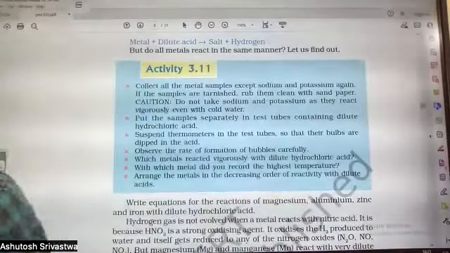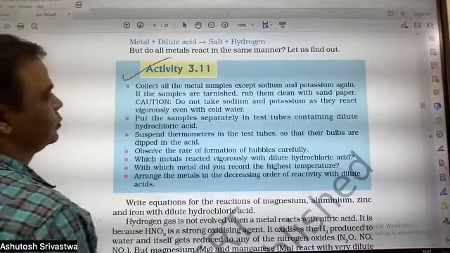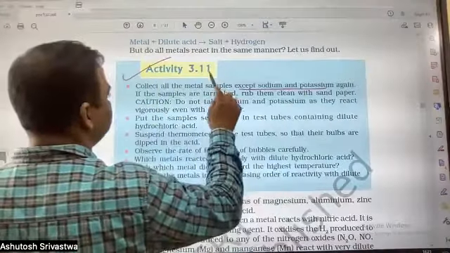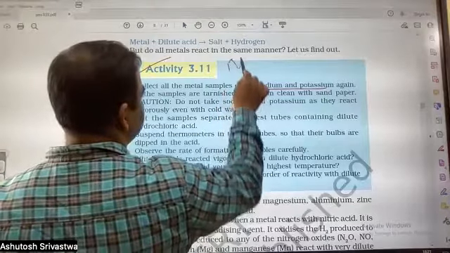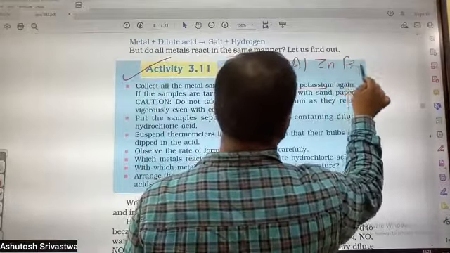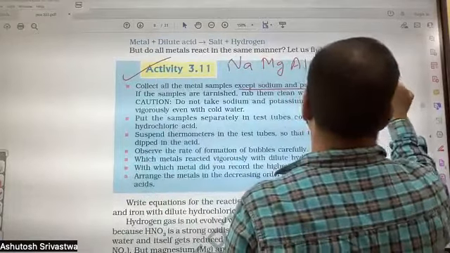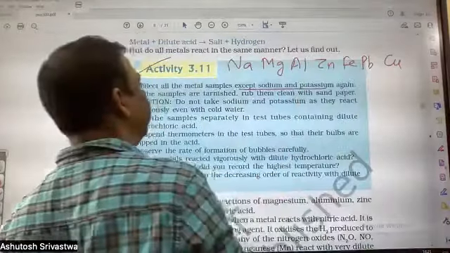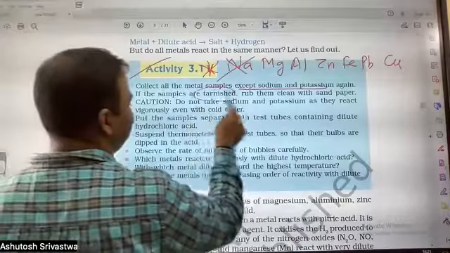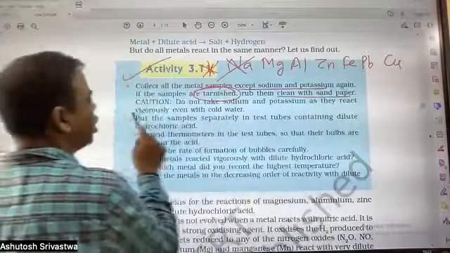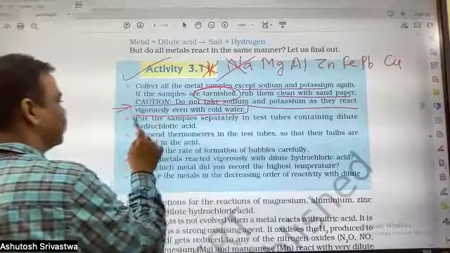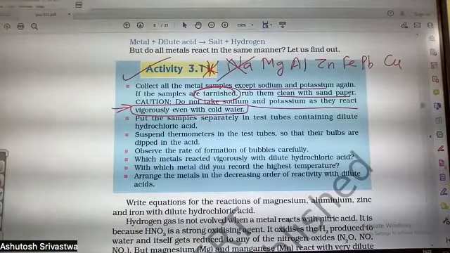Okay. Next. Here, activity 3.1. Collect all the metals except sodium and potassium. All metals means what? Sodium, Mg, Zn, Sn, Pb, copper. Other than this, sodium and potassium we are going to leave. If they are tarnished, then rub them clean with sandpaper. Caution: do not take sodium and potassium as they will react vigorously with cold water. So that is why we don't take them in.